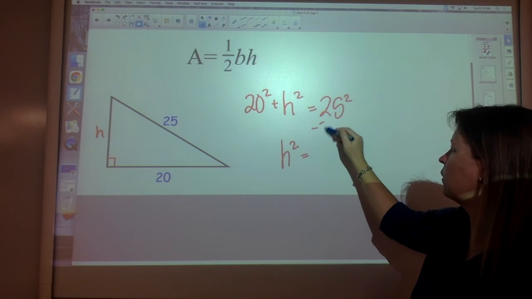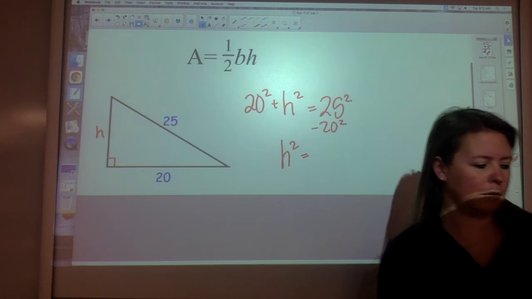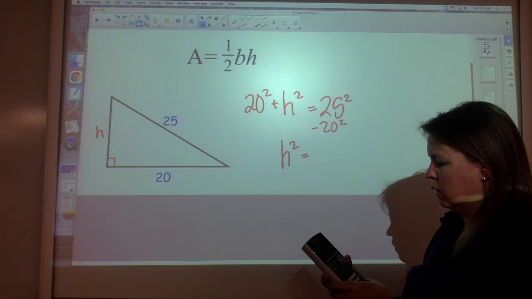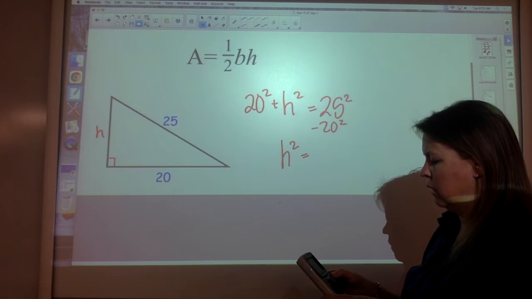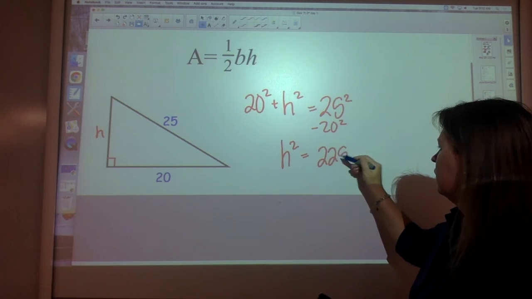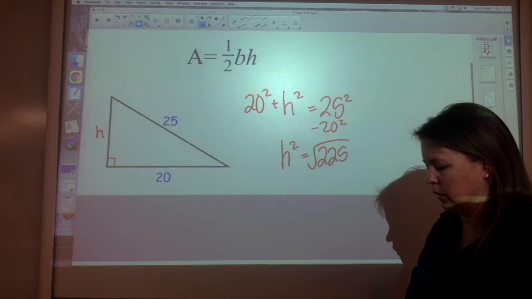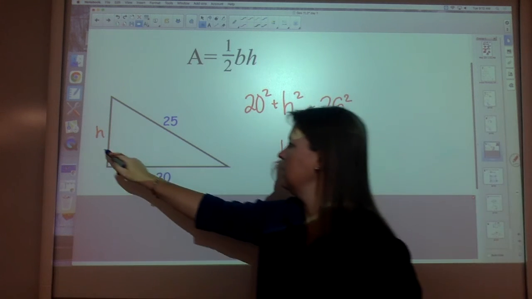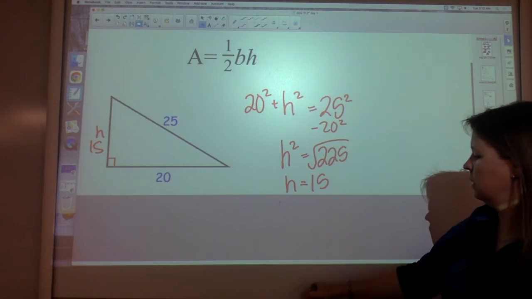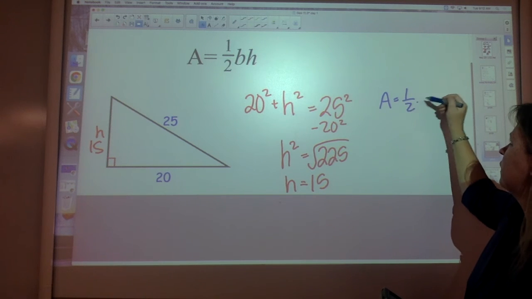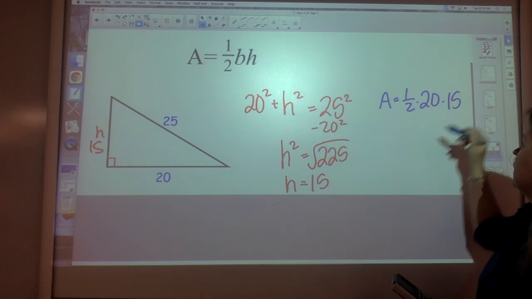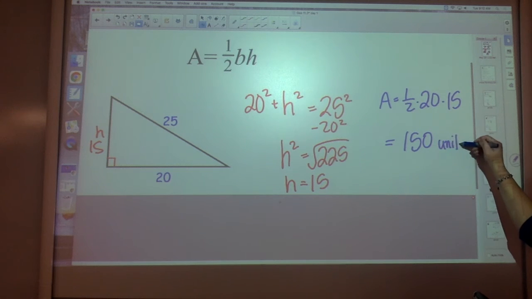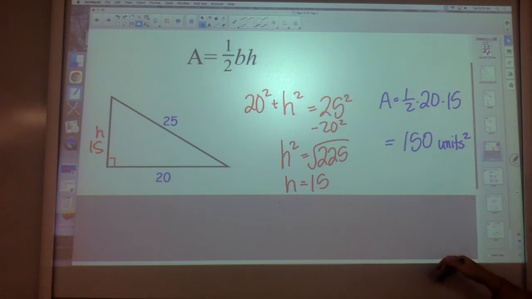h squared equals 25 squared minus 20 squared. No, you can't take 25 minus 20 and square it. You're going to have to take 25 squared minus 20 squared equals 225. And the square root of 225, I bet you, is 15. So once you find out that the height is 15, then you go back to your formula that the area of that triangle equals 1/2 times the base of 20 times the height of 15, which equals 150. No label on that one, so we go with units squared. Notice I'm labeling it every time.